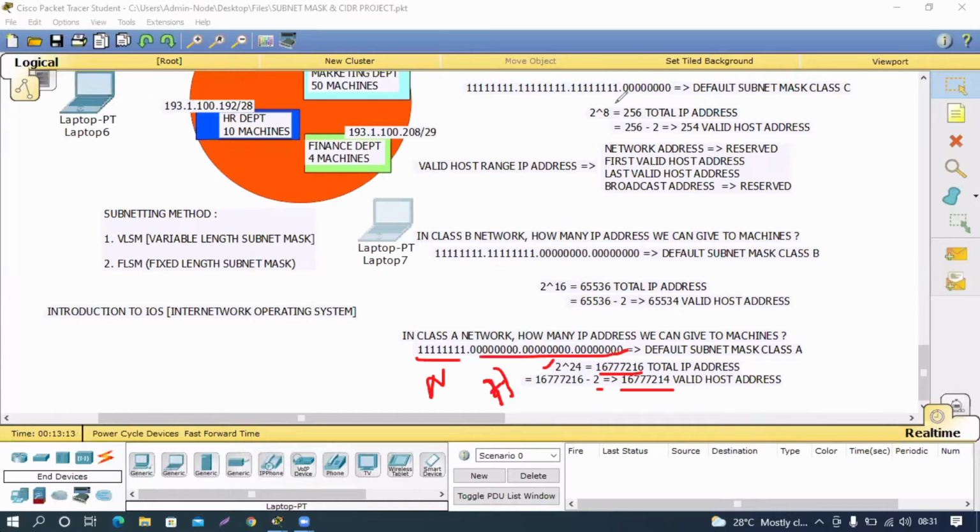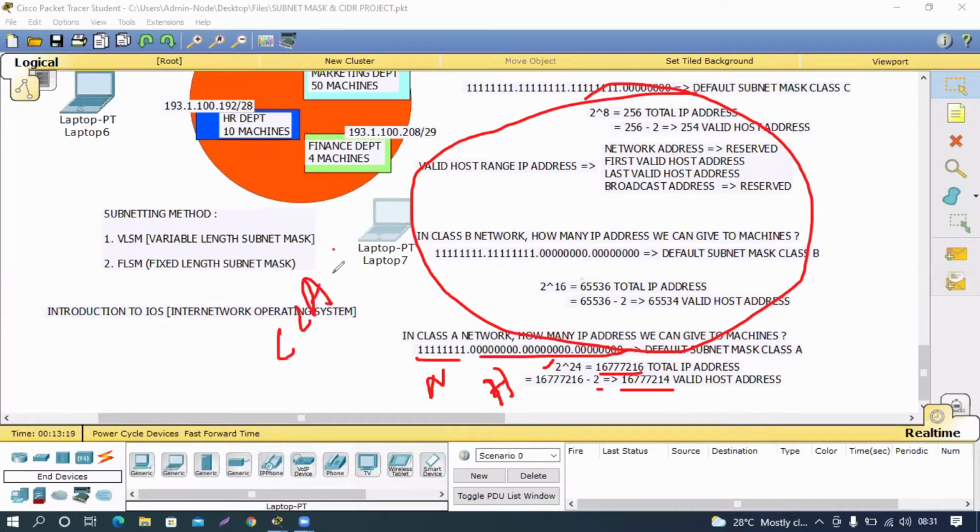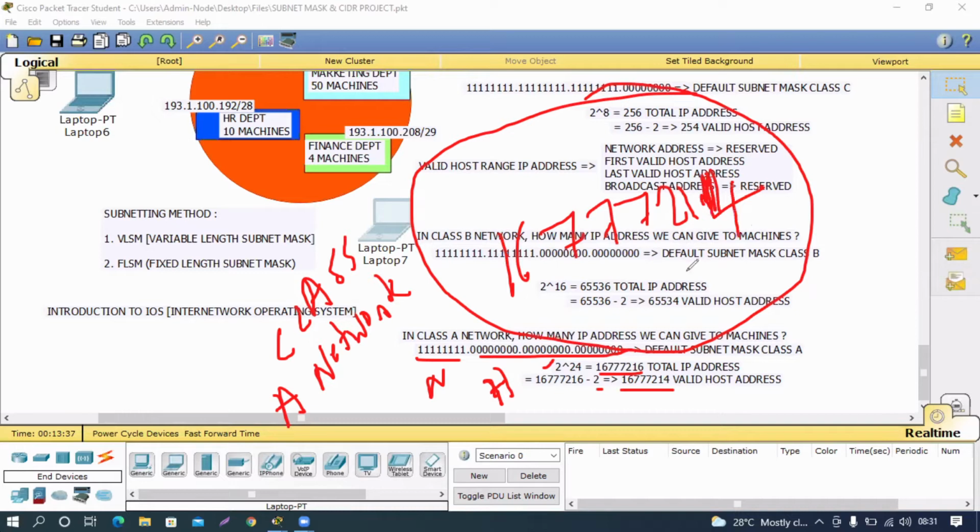Okay, means in a class A network, you are getting 16,777,214 machines. You can give IP addresses.